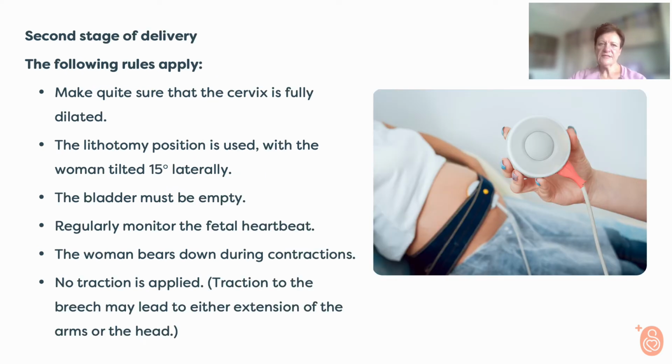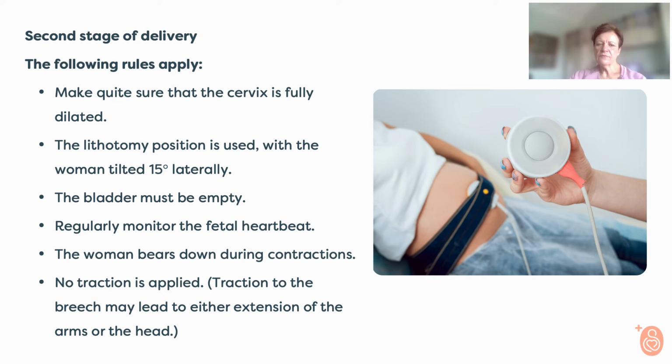Now, when we come to the second stage of labor, the following rules apply. As I've said, we must make sure that the cervix is fully dilated. We use the lithotomy position with the woman tilted a little bit laterally, just so that she doesn't lie fully on her back. As we've said, the bladder must be empty.